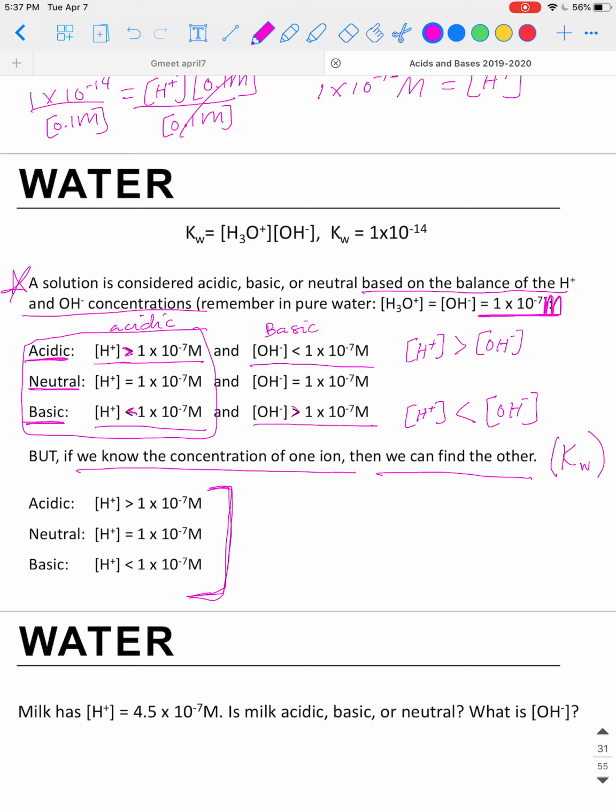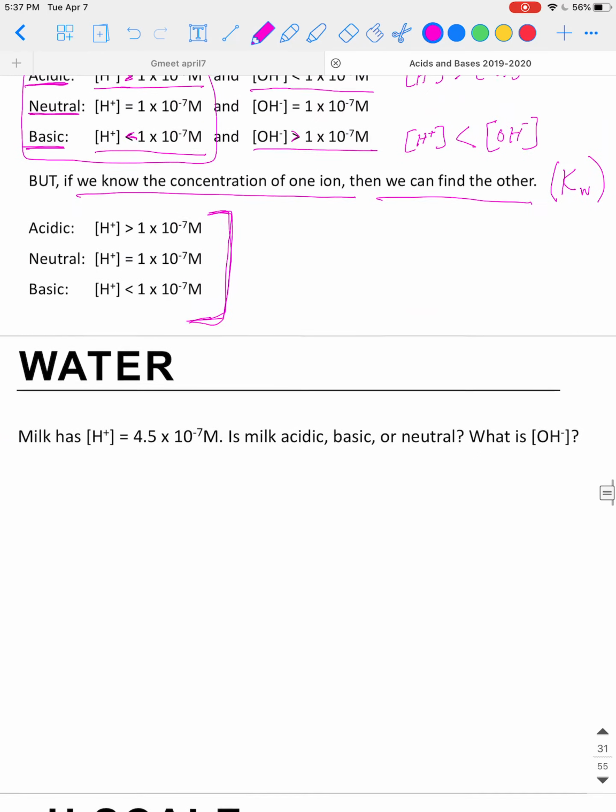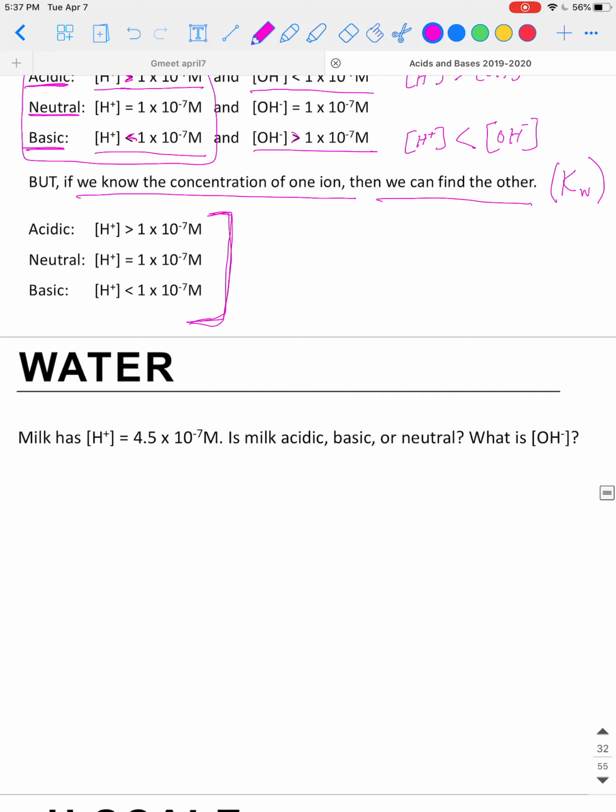If the concentration of H plus is greater than 1 times 10 to the minus 7, it's an acidic solution. If the concentration of H plus is equal to 1 times 10 to the minus 7, it's neutral. And if the concentration of H plus is less than 1 times 10 to the minus 7, that's a basic solution. All right. Last problem in this video series says this.